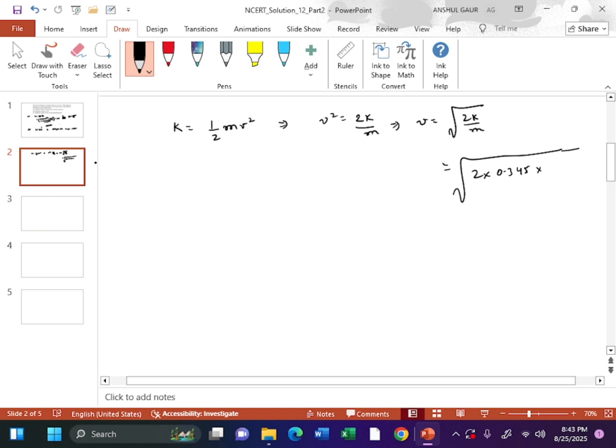So first of all, we have to convert it into joules. So we have to multiply it by 1.6 × 10^-19, and we have to divide this expression by the mass of electron, which is 9.1 × 10^-31 kg. After solving this, the speed of the photoelectrons comes out to be 3.323 × 10^5 meters per second, or in terms of kilometers, we can write it as 332.3 kilometers per second. So this is the speed of the photoelectrons.